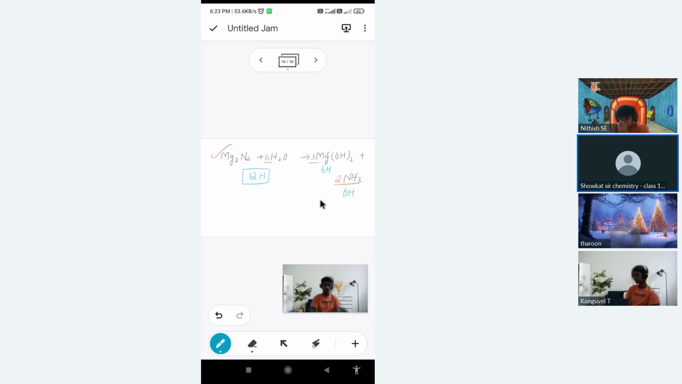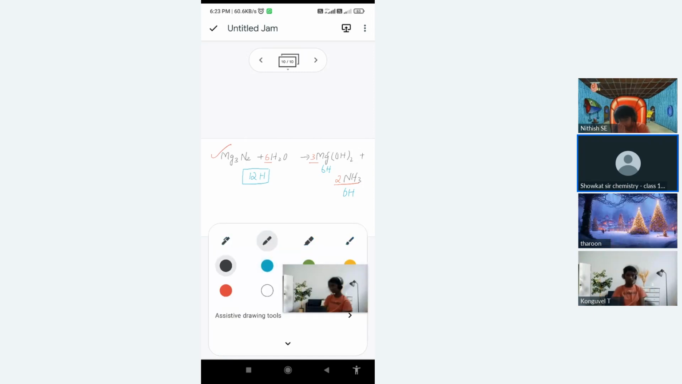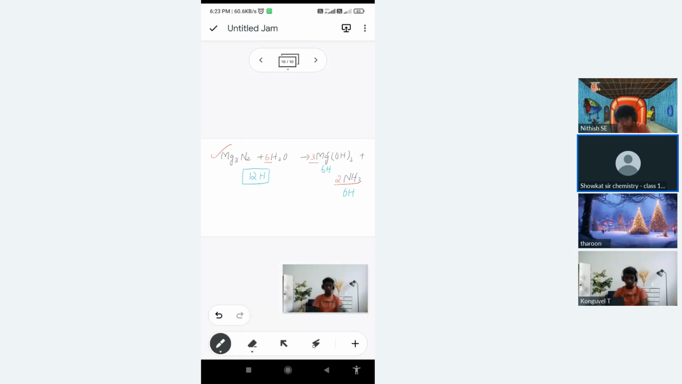Okay. So if now I write a question like this, I have an equation like this: let's say potassium reacts with water, it forms potassium hydroxide plus hydrogen gas. So can you balance this one? Yes, sir.